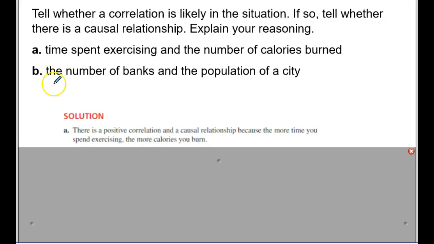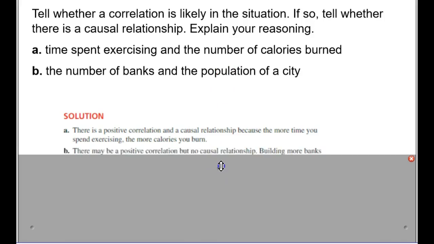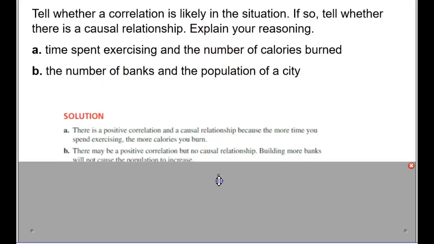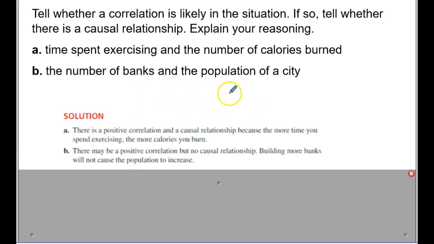Okay, now let's look at part B, the number of banks and the population of a city. I would imagine that yes, the number of banks would go up and the population would go up. So I would say probably a positive correlation, but these are not causal. Having a huge number of banks will not cause the population of a city to increase. So I know that's not a causation. It might just work out that way. But it probably is a positive correlation, because the larger a population, the more banks we're going to have. So that happens as well. Okay, we're just going to look at those generally.